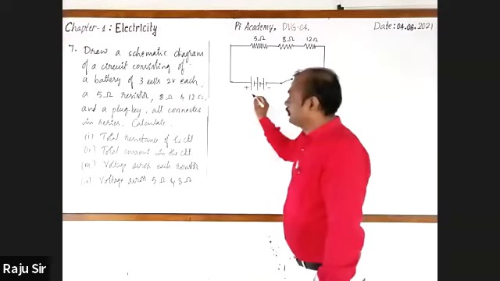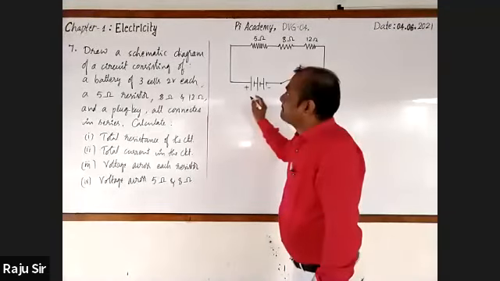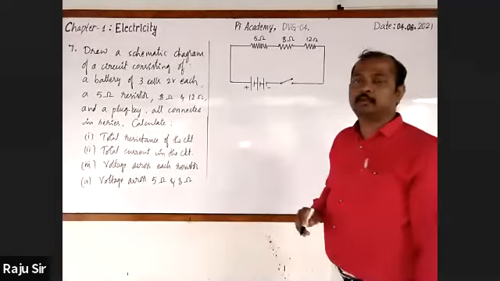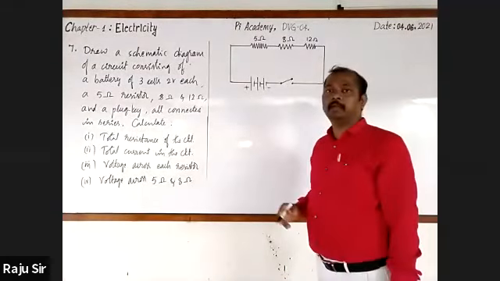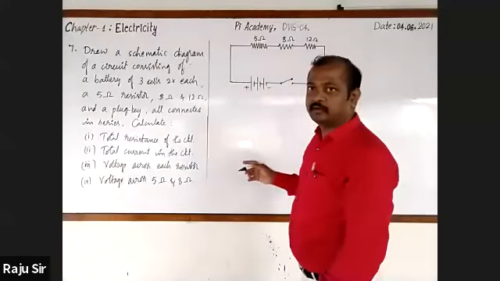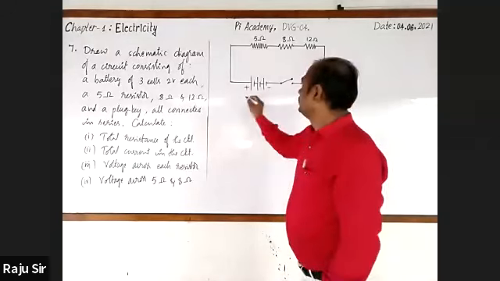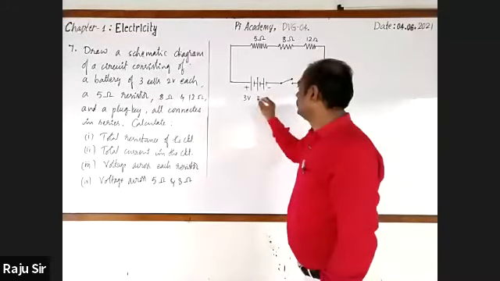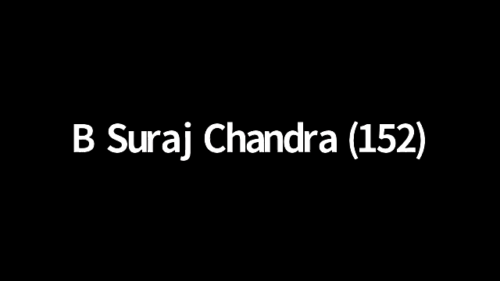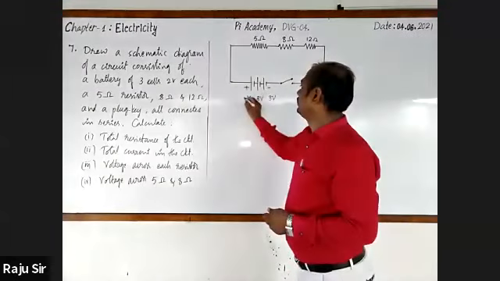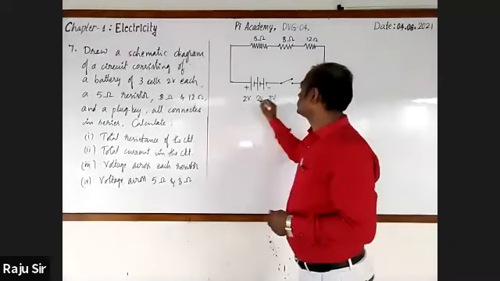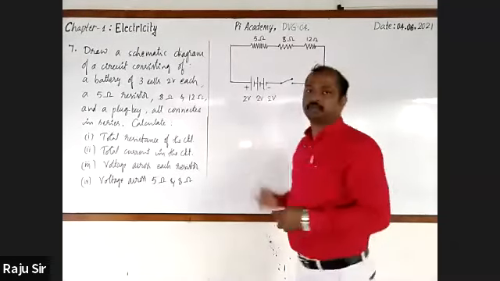The voltage of each cell is 2 volts, so the battery is 3 cells of 2 volt each. This is 2 volt, this is 2 volt, and this is also 2 volt.